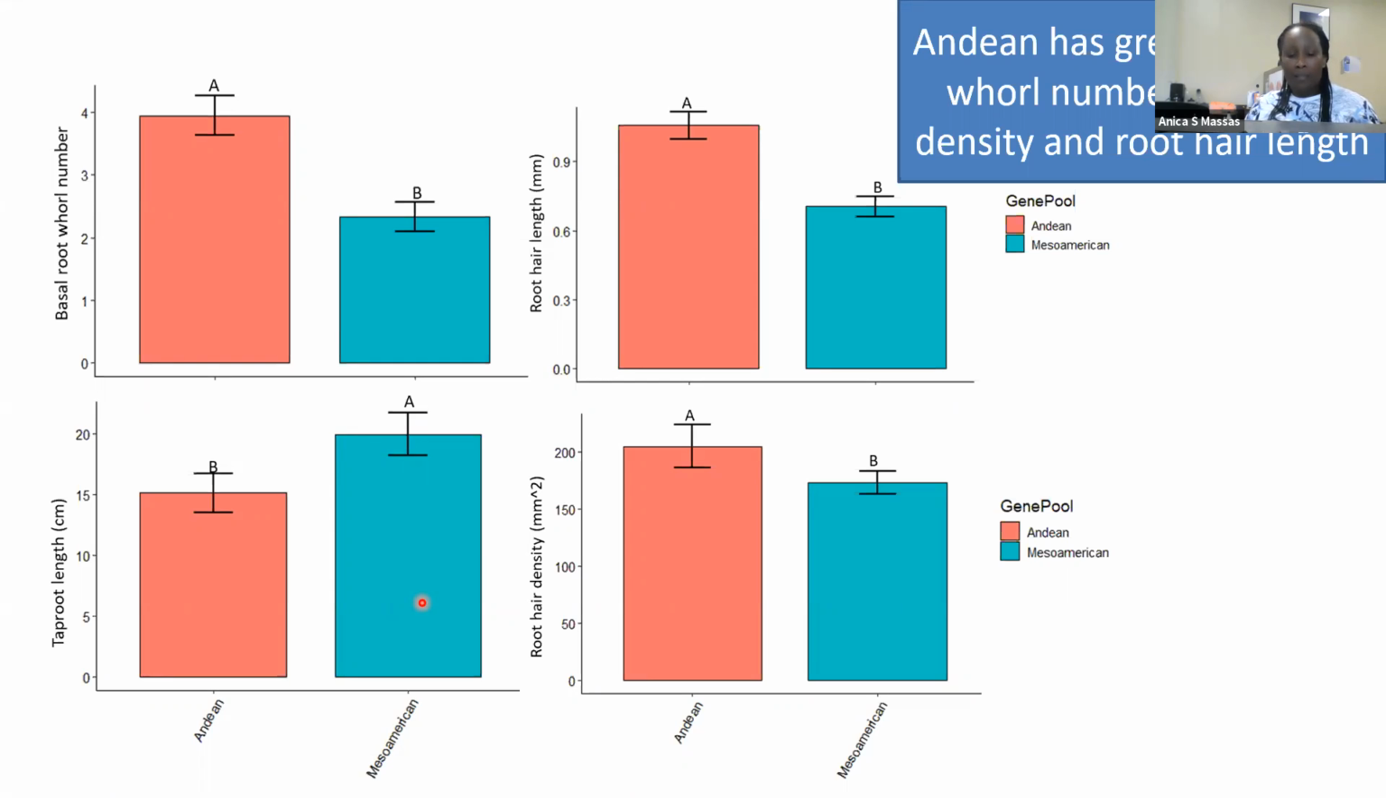This maybe can bring us to the thinking that Mesoamerican, because we find them in Central America, might be in dry soils, and they keep growing the taproot deeper to reach water and other nutrients, compared to Andeans that have all the resources available, and they don't have to spend a lot of energy to capture water and nutrients.